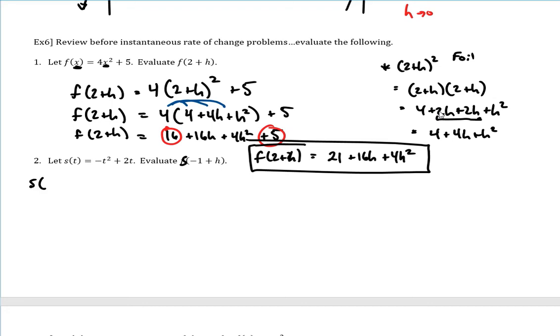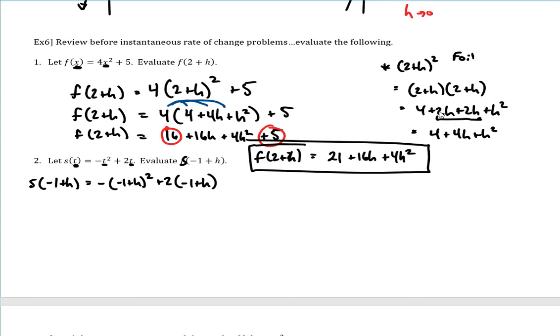Okay, so when we do this, let's set it up. We have s of negative 1 plus h. Again, all I'm doing is taking that t and changing it into the negative 1 plus h. Okay, so I have negative, and remember to use parentheses. So negative t gets substituted out with that parenthesis expression, plus 2 times, again, parentheses, like that.